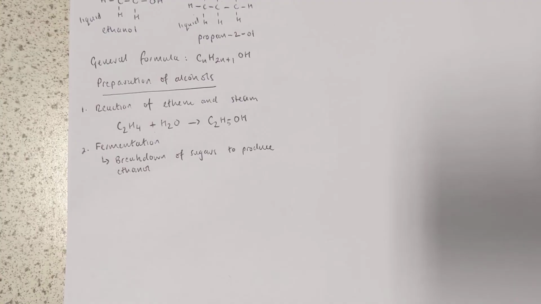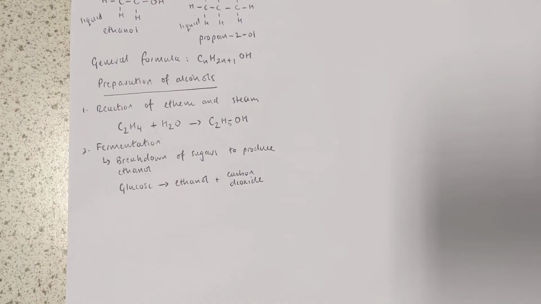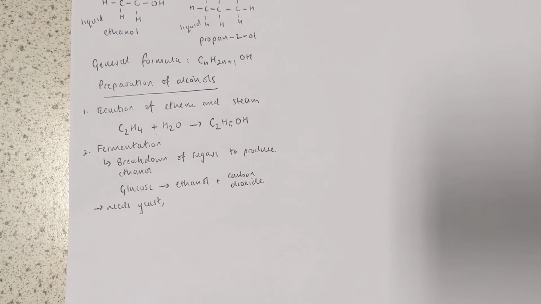Now you don't need to know a symbol equation of this reaction, a word equation will do. Glucose reacts to break down to form ethanol and carbon dioxide. There's 3 conditions for this reaction you need to know about. The first is that you need a microorganism, yeast, to do this fermentation process for you.